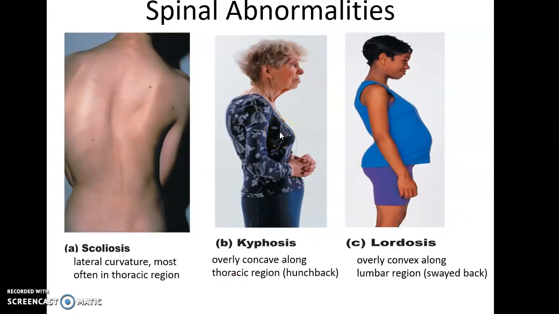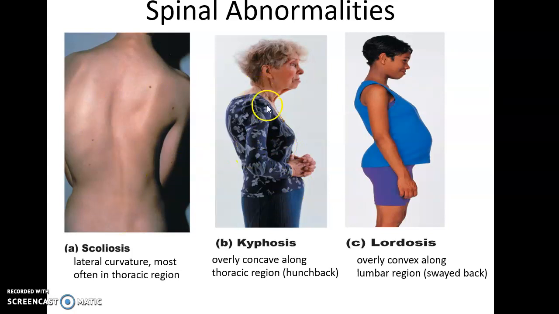It's possible to have issues with the curvature of your vertebrae. One disorder is scoliosis. Scoliosis is an abnormal lateral curvature. We should not have lateral curvings of the vertebral column. This often occurs in the thoracic region, can make walking difficult, and can be very painful.